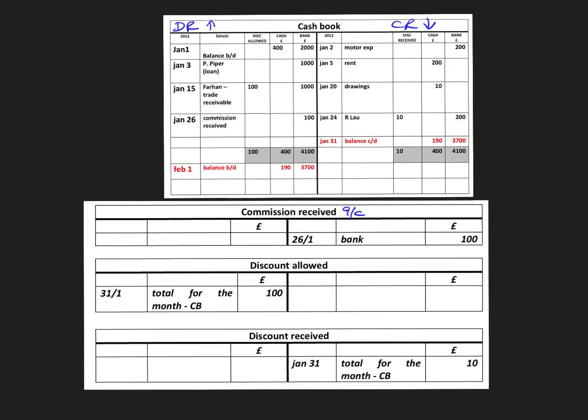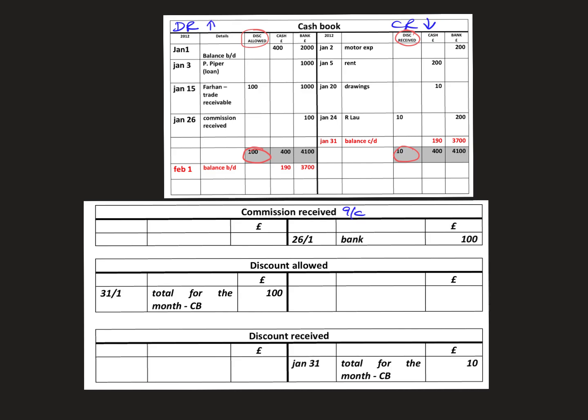Now the two transactions from the cash book which we need to pay attention to are the tallies or the totals of discount allowed and the total of discount received. We can see it here. So this 100, discount allowed, is an expense. So this is something you need to remember. Discount allowed is an expense. So our expense of discount is increasing.